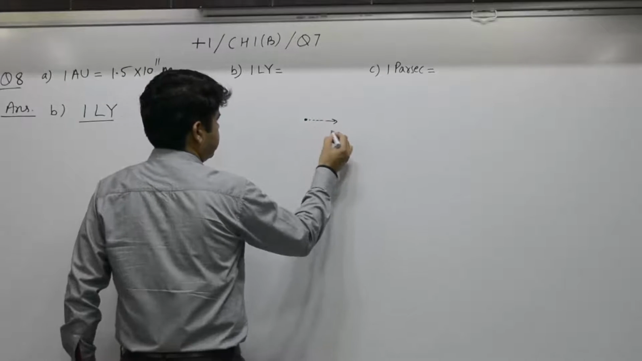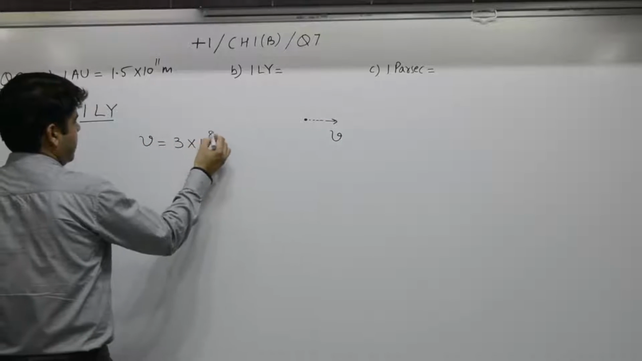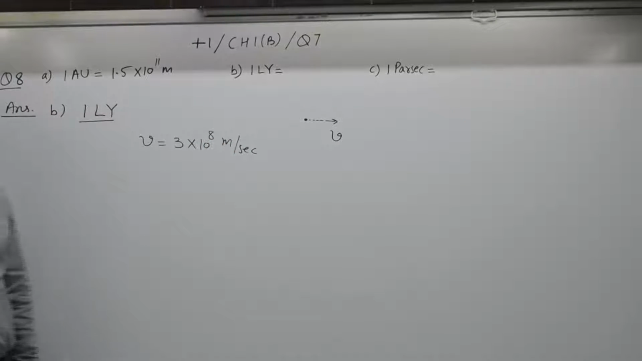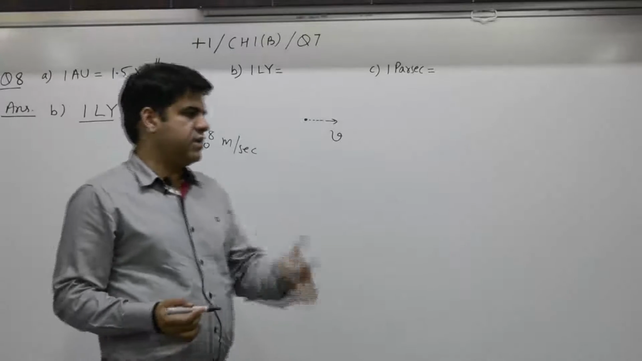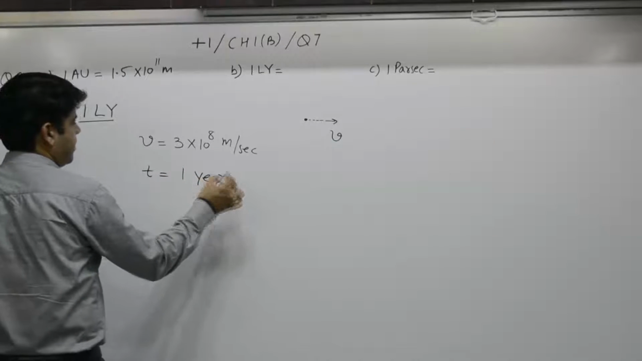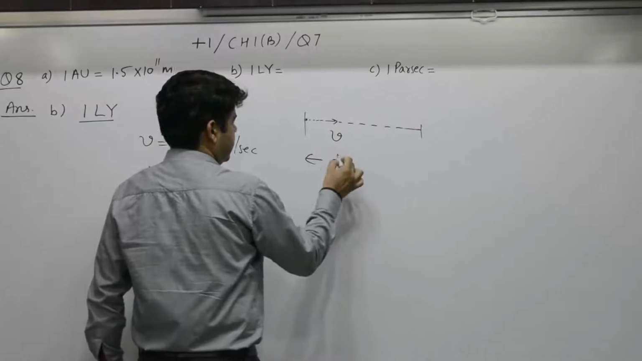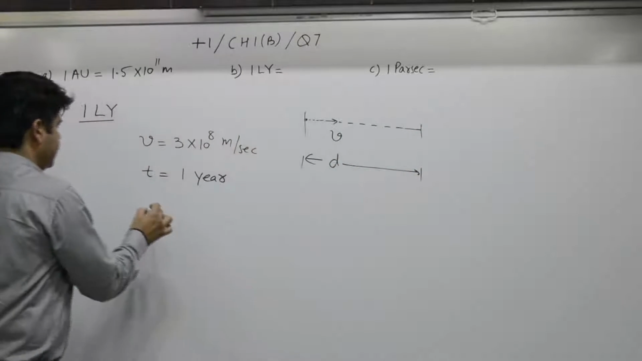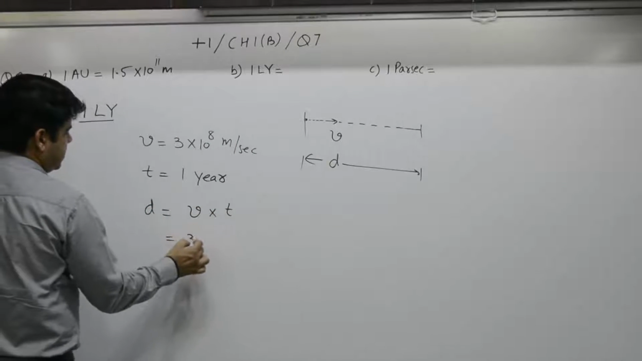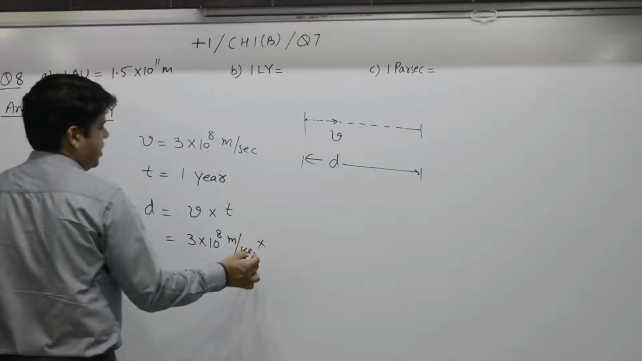Light travels at what speed? Yes. In vacuum. Distance traveled by light in how much time? 1 year. Time? 1 year. So this distance covered by light, d, is equal to the formula speed into time. Speed is how much? 3 into 10 to the power 8 meter per second into 1 year.